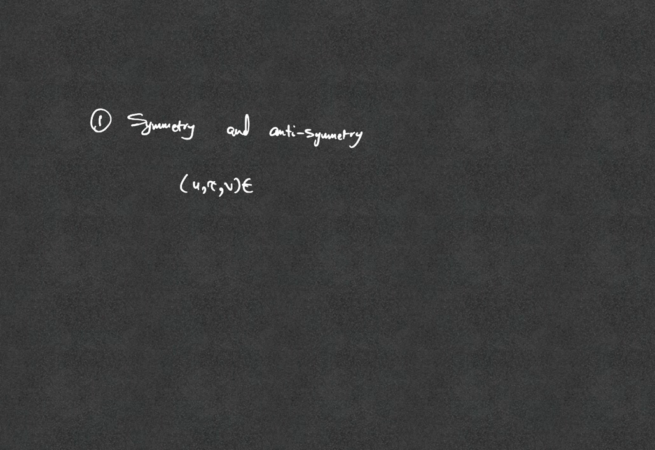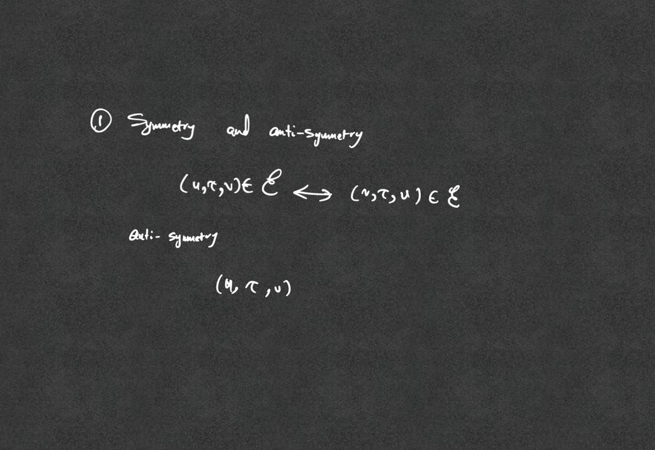Now, a critical question is what kind of properties of the decoder functions are actually important for us? The first thing that we want to discuss is symmetry and anti-symmetry. Symmetric means that if this edge exists, we can also deduce that the other way around exists. Now, anti-symmetry means that if the relationship tau exists between U and V, you can say that it's not going to exist between V and U.